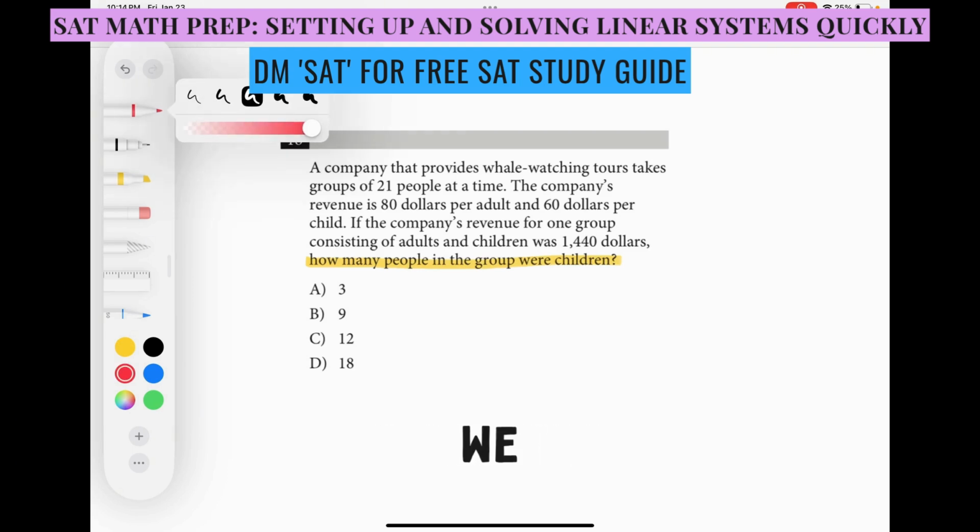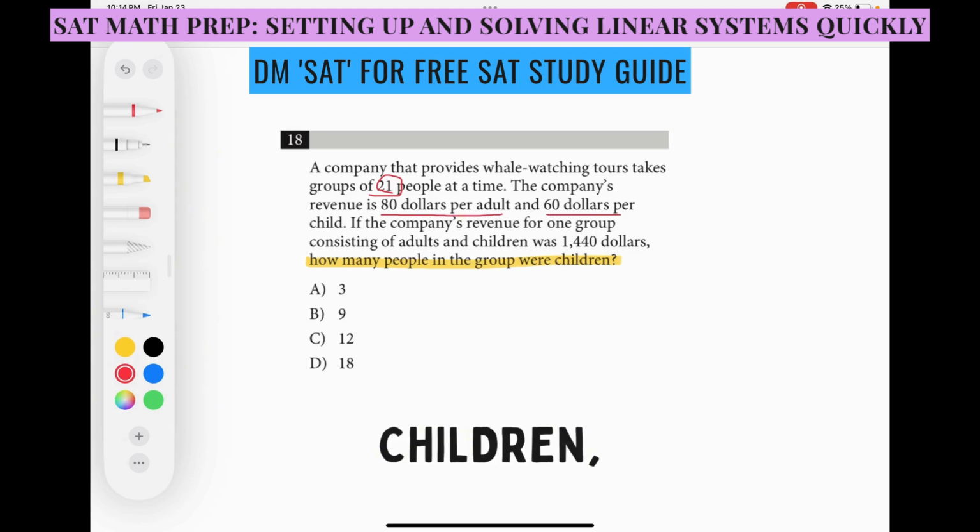Then I'm going to underline what we know in the question. So there's 21 people at a time. The revenue per adult is $80, and for children, that's $60. The total revenue made was $1,440. And we're trying to find how many people were children.